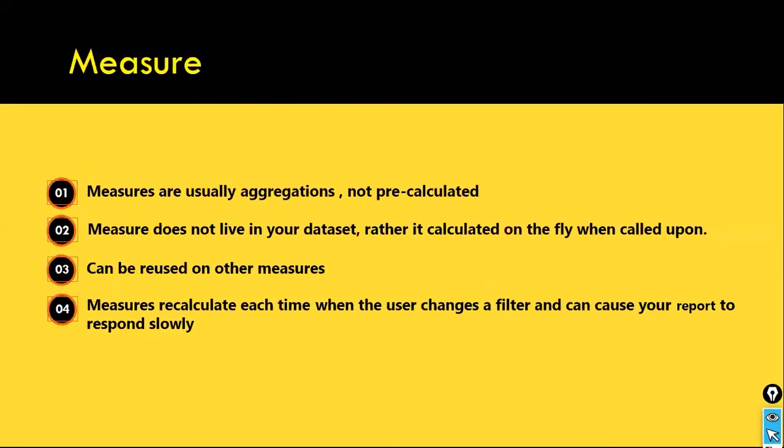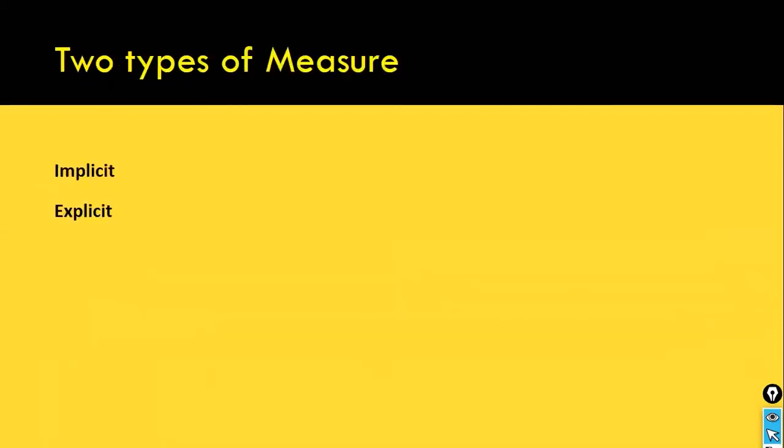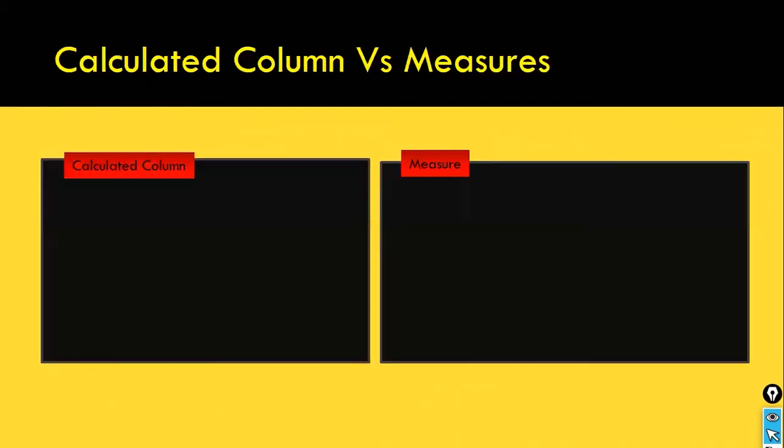Now you got a fair amount of idea of the difference between calculated column and measure. Within measures, there are two types. One is the implicit measure. The other one is the explicit measure. What do you mean by implicit measure? The auto summarization is a classic example, right? That is done by Power BI automatically. It applies on the numeric column and is called your implicit measure.